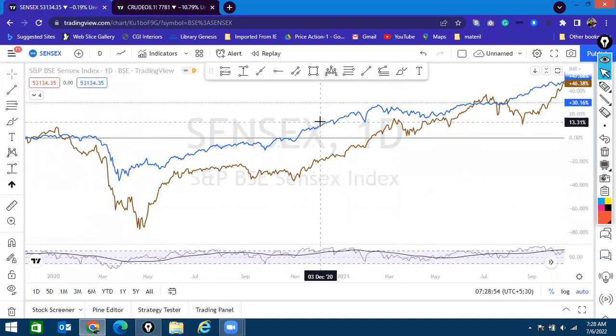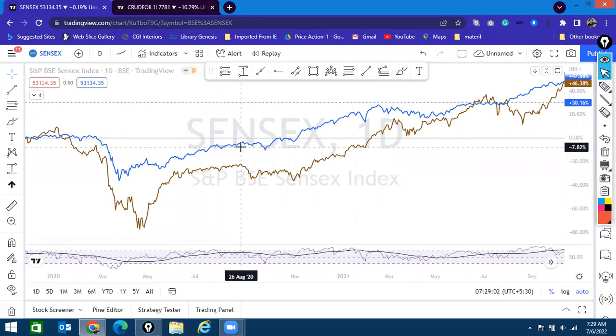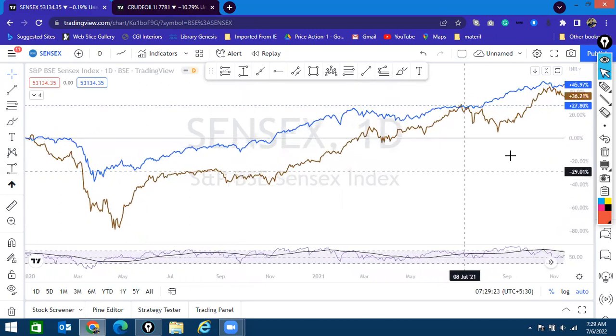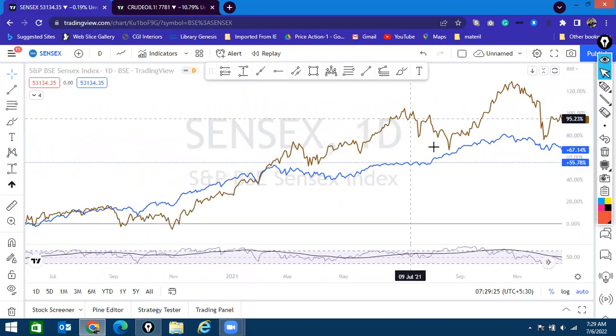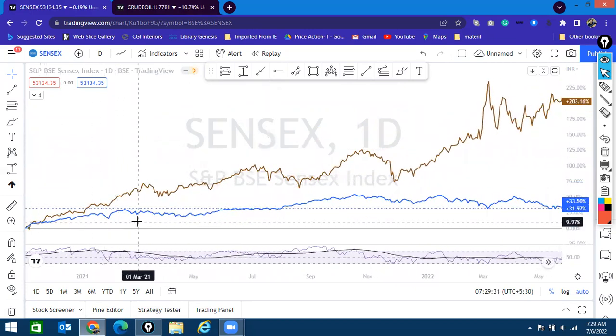After that, till July 21, crude always underperformed the Sensex. Or you can say whenever crude is below its trend, Sensex is doing well, because we are an importer of crude, right? We require a lot of crude oil for our businesses, so we definitely benefit. Whenever crude outperforms, like here after January-February 21, right?